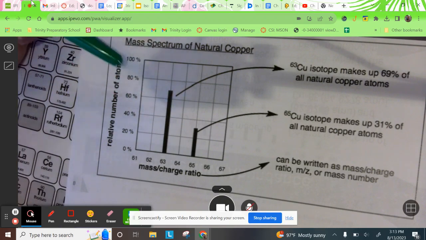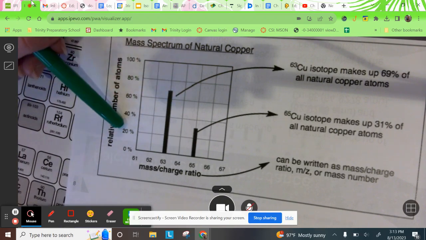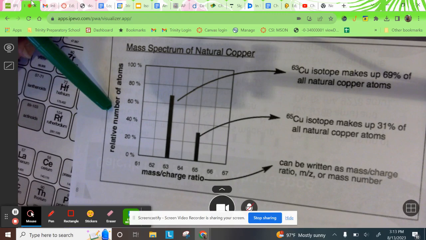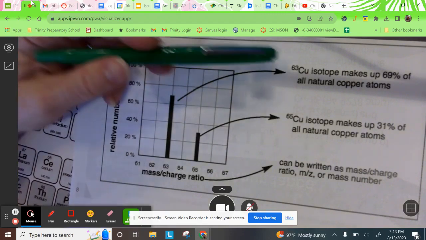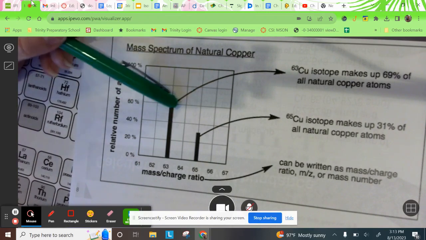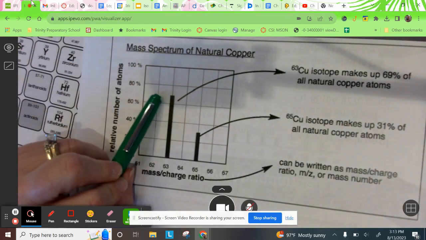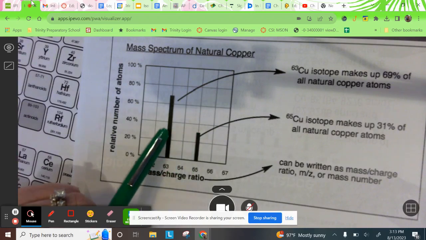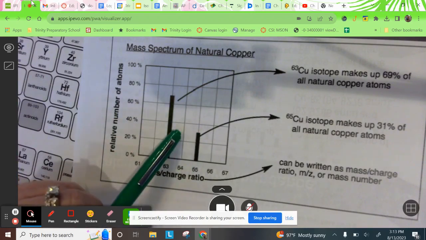And then if you go over, it's telling us the percentage, which is another way of saying the abundance that we looked at before. So if I asked you which one is more common, you would say that the copper 63 is more common because it has a higher abundance. To me, sometimes these are hard to read, like if you go over to see exactly what percent that is. You just have to make sure they add up to 100.